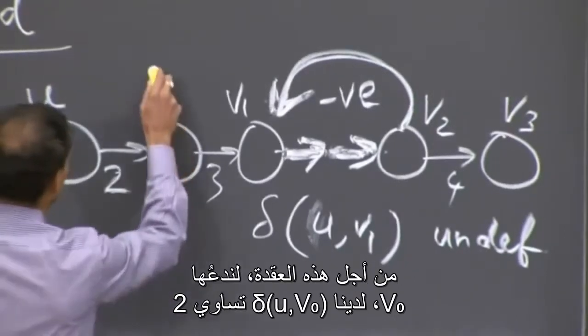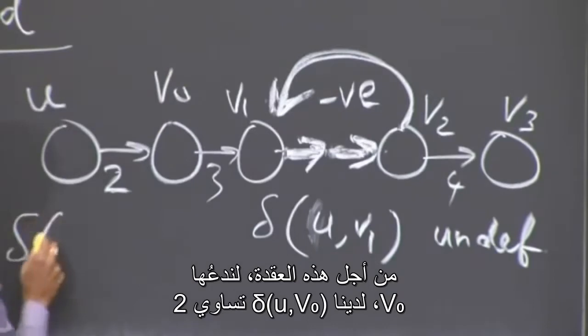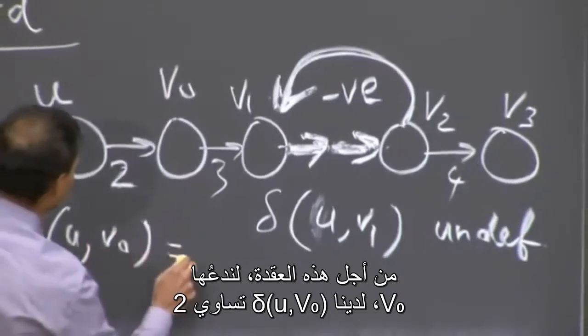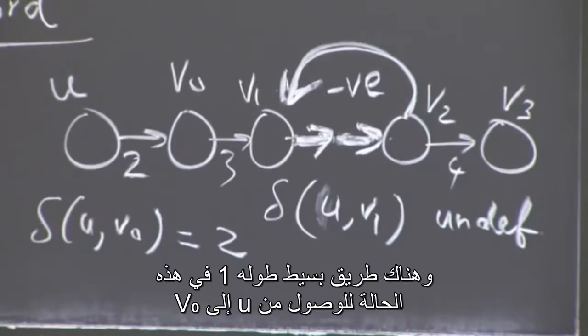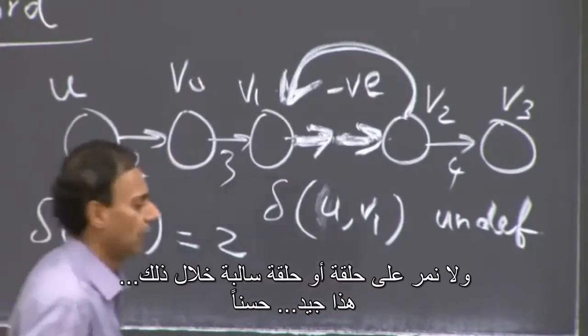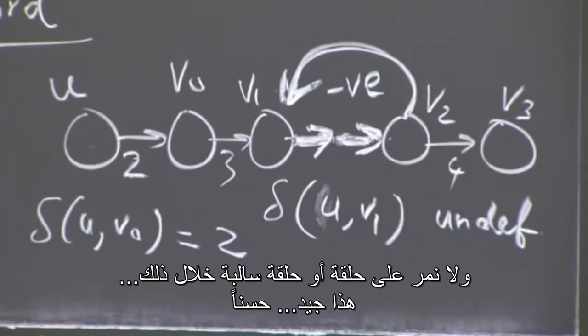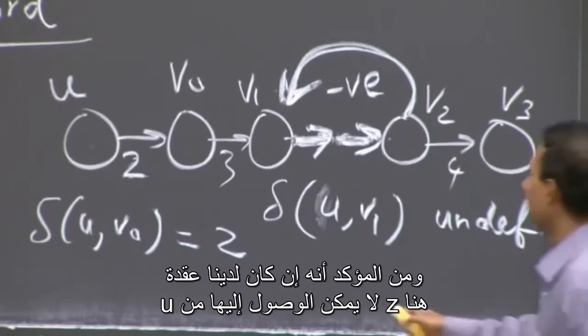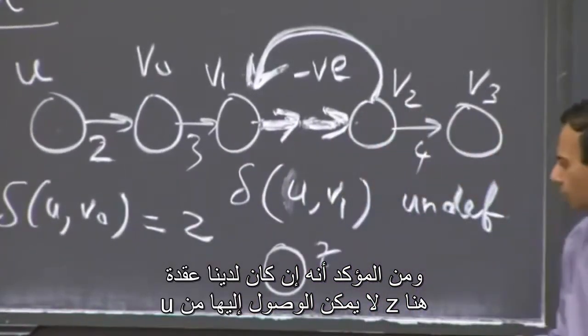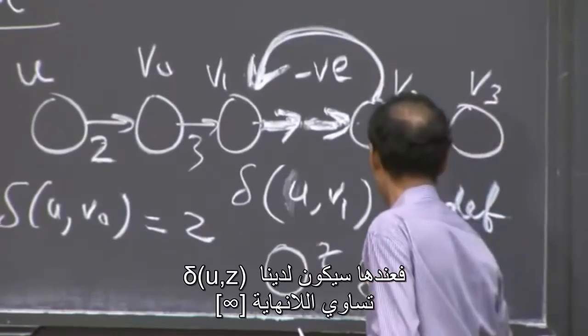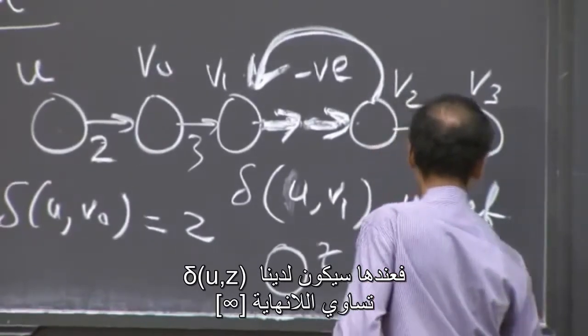For this node, let's call that v0, we have delta u v0 equals 2. And there's a simple path of length 1 in this case that gets you from u to v0. You don't encounter a cycle or a negative cycle in between, so that's cool. All right? And of course, if you have a vertex over here, z, that can't be reached from u, then we're going to have delta u z being infinity.